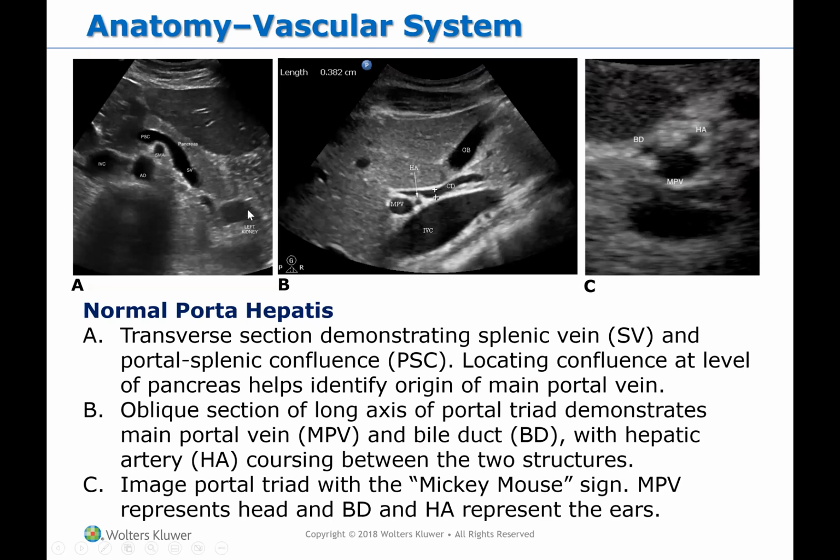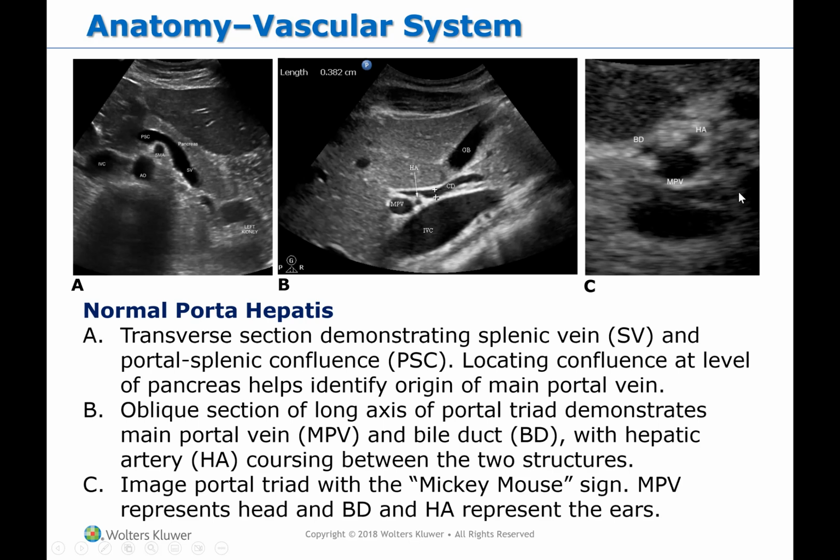A is the transverse section demonstrating the splenic vein and the portosplenic confluence. B is an oblique section at the long axis of the portal triad, demonstrating the main portal vein, the bile duct, and the hepatic artery. And this is super important.